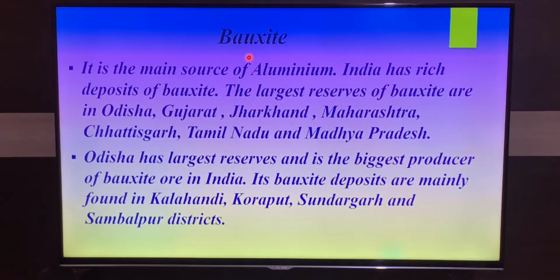Bauxite. It is the main source of aluminium. India has rich deposits of bauxite. The largest reserves of bauxite are in Odisha, Gujarat, Jharkhand, Maharashtra, Chhattisgarh, Tamil Nadu and Madhya Pradesh. Odisha has the largest reserves and is the biggest producer of bauxite ore in India. Its bauxite deposits are mainly found in Kalahandi, Koraput, Sundargarh and Sambalpur districts.